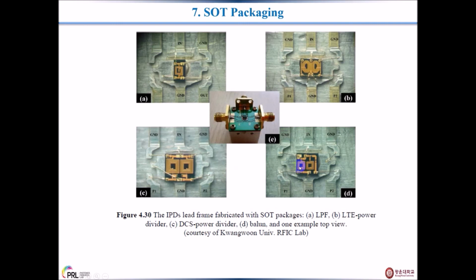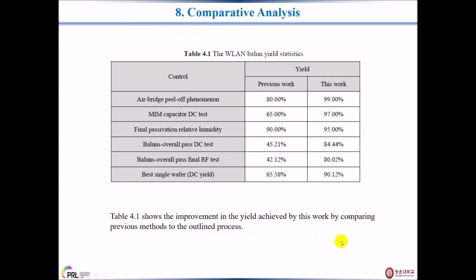The internal structure of the WLAN LPF, LT power divider, directional coupler, power divider, and WLAN balun and an example top view using SOT packaging are shown here. Here we can see in this section, A is the low pass filter, B is the LT power divider, C is the power divider, and D is the balun and one example top view. And here is some comparison.